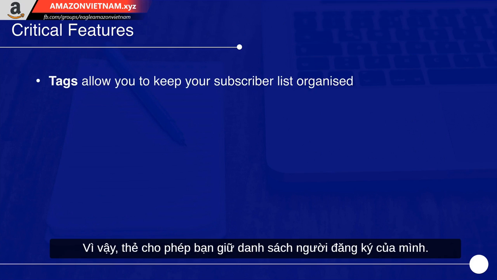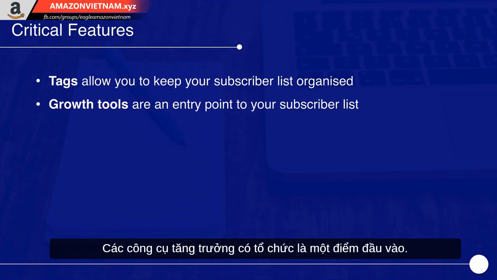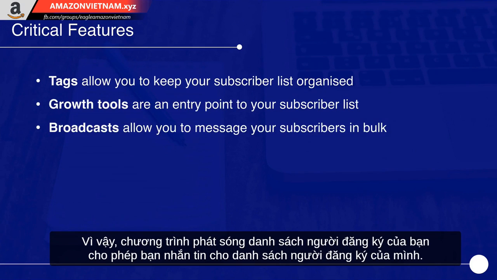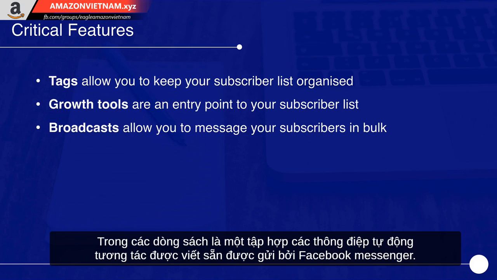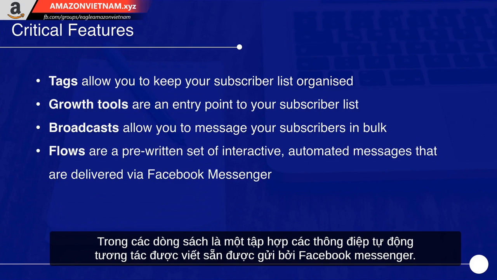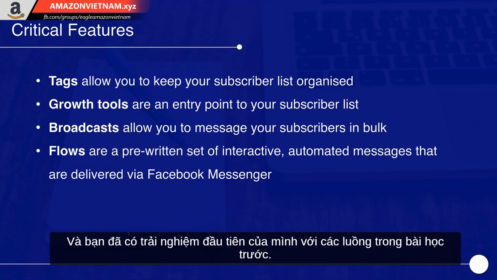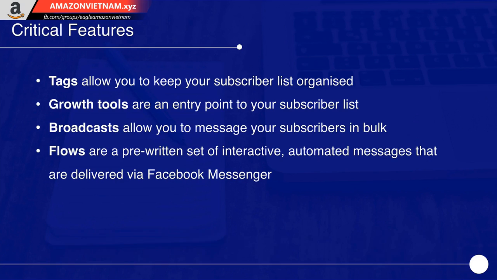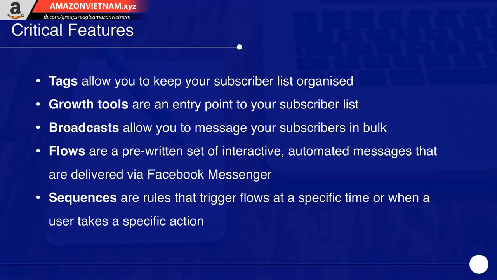Tags allow you to keep your subscriber list organized. Growth tools are an entry point to your subscriber list. Broadcasts allow you to message your subscriber list in bulk. Flows are a pre-written set of interactive, automated messages that are delivered via Facebook Messenger. And you had your first experience with flows in the last lesson when we set up our default reply.